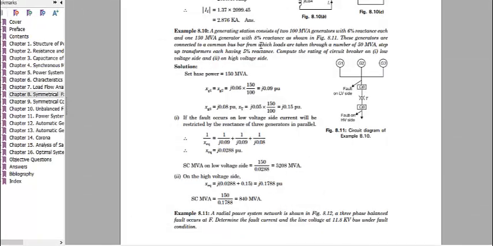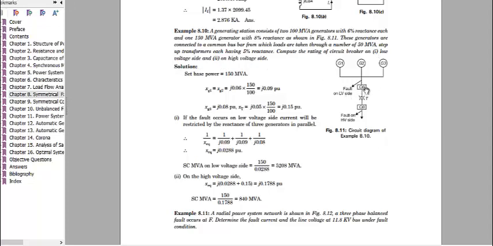We have a generating station of 100 MVA with 6% reactance each, and a 150 MVA generator with 8% reactance, shown in this. So we have three generating stations: two are rated 100 MVA, 6%, and one is 150 MVA, 8%. The generators are connected to a common bus bar like this, from which the loads are taken through a number of 50 MVA step-up transformers, each having 5% reactance.